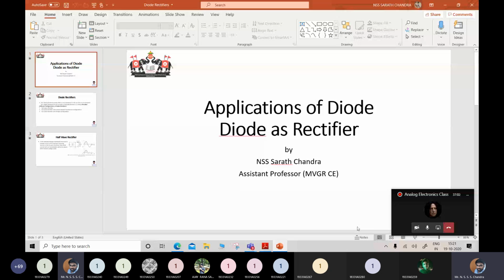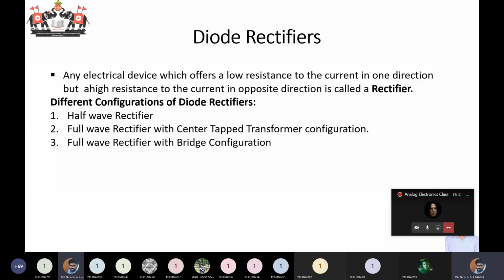Rectifier means any electrical device which offers low resistance to current in one direction but a high resistance to the current in the opposite direction. So it allows the current to flow through it in only one direction. It's a unidirectional element. It will allow only the positive half cycle, or only the negative half cycle, depending upon which device you are using. So the diode will act as a rectifier.